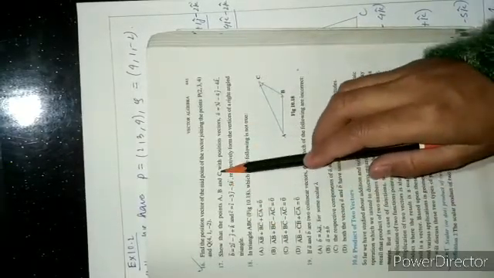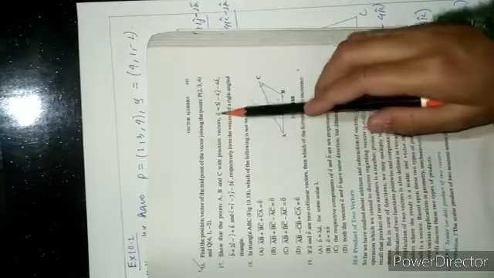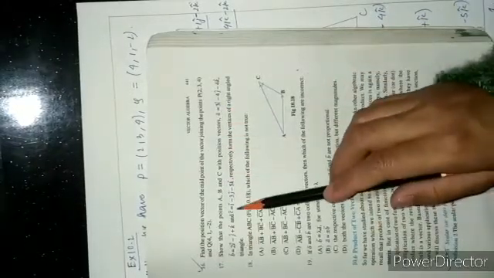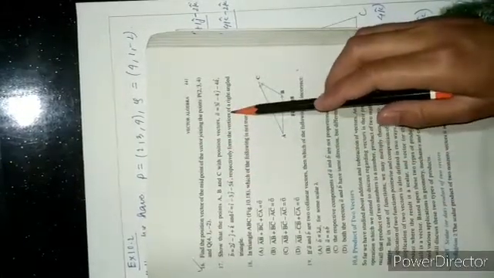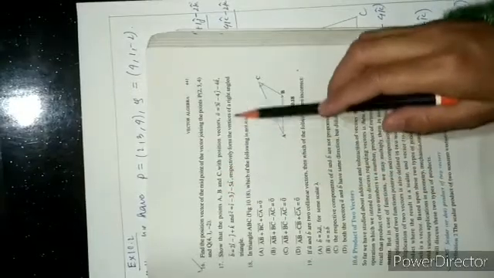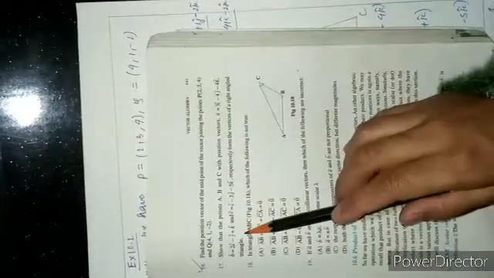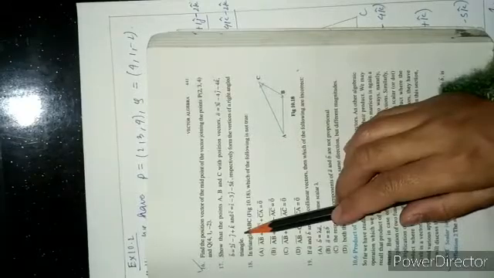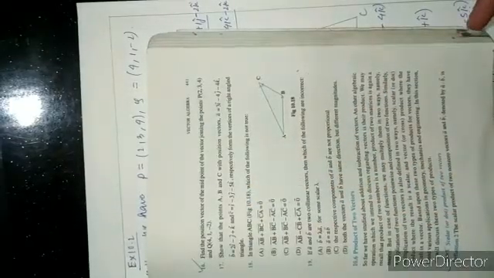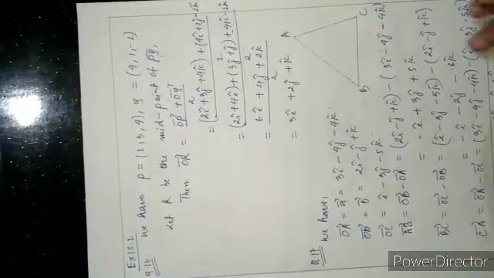There are 3 points with position vector A vector, B vector and C vector. Then we have to show that these points A, B, C are the vertices of a right triangle.